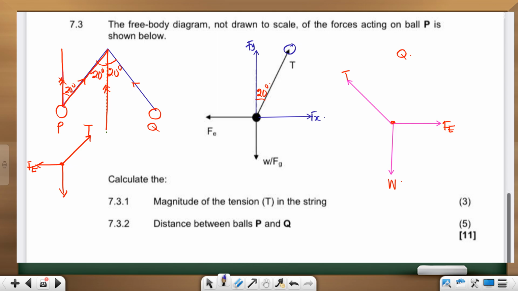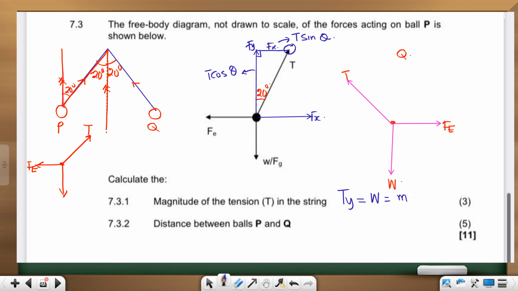What do you notice? Now I have a 90 degrees here, and this is my what? Fx. The one that is opposite, what do we normally use? Sine. So Fx is T sine theta, while Fy is what? T cos theta. If you are not sure, my dear learners, just use your normal trig ratio. Opposite over hypotenuse. What are we looking for? Tension.